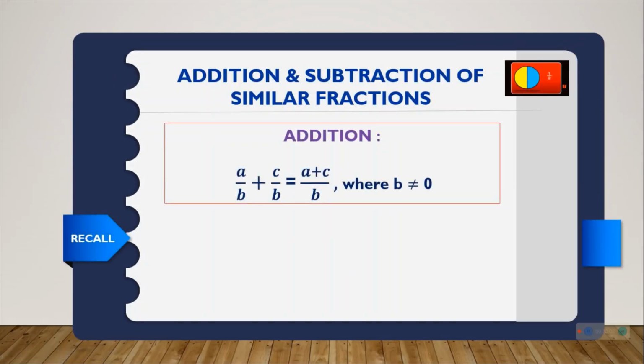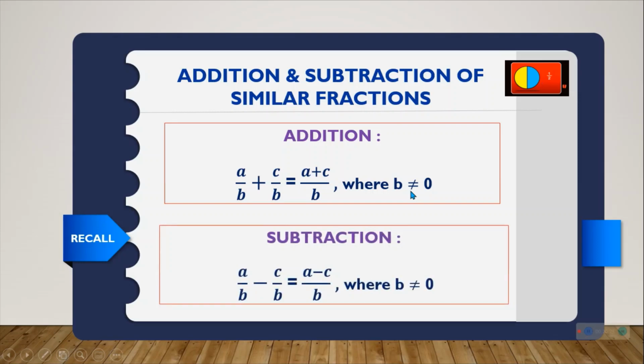So we have addition and subtraction rules, or addition and subtraction of similar fractions. So in addition, we will just add the numerator and then copy the denominator, where b is not equal to 0. Then in subtraction, we will subtract the numerator, then copy the denominator, where b is not equal to 0.